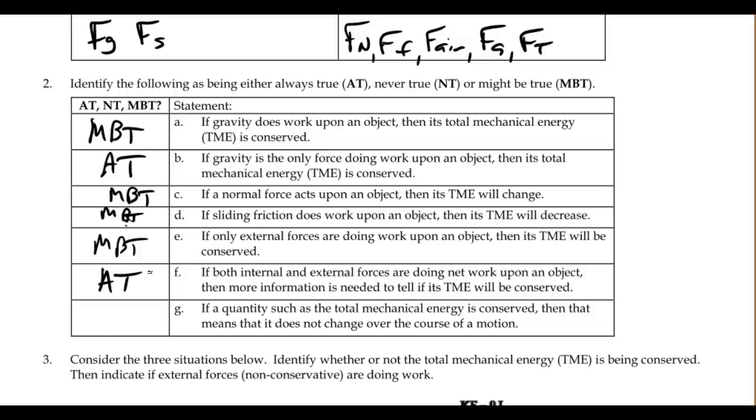And G, if a quantity such as total mechanical energy is conserved, then that means it does not change over the course of the motion. Total mechanical energy is conserved. That means the TME is going to stay the same. Now, it's not that the individual amounts of mechanical energy don't change, but the total is not going to change. So kinetic plus potential, kinetic plus gravitational potential, kinetic plus spring potential energy, that sum has to stay the same.